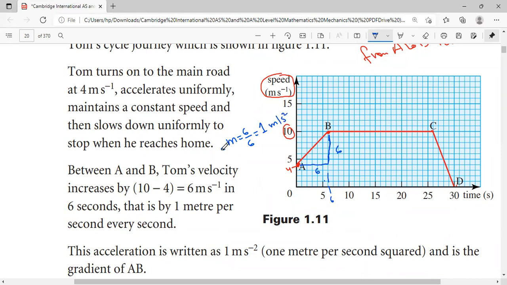This one is the acceleration. So remember that whenever a velocity time graph or speed time graph is given, how can you find the acceleration? You can find the acceleration with the help of the gradient of the line. Okay. Now, what about B to C? How do you explain the motion of the object from B to C? What is happening?